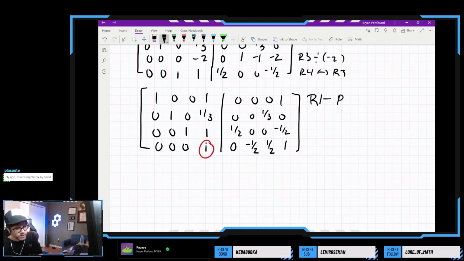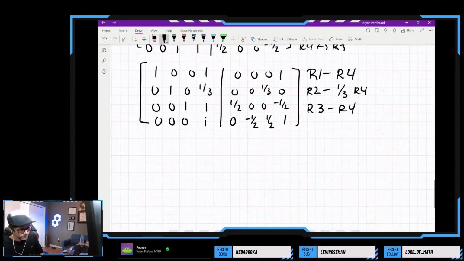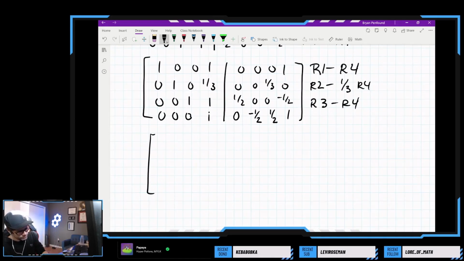So row 1, take away row 4. We're going to need row 3, take away row 4. And we're going to need row 2, take away a third of row 4. This is going to be the only one here that's going to be a little bit painful to do, this fractional removal. But hopefully everything goes decently well. So let's look at row 1 first. Let's subtract our row 4 from it. So 0. This will be positive a half, negative a half, and then 1 take away 1 is 0.